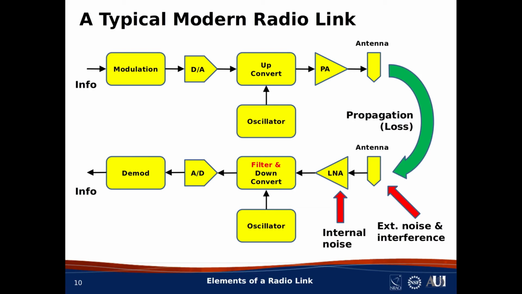One more thing to note here. Note that the down converter includes filtering. Filtering is required because the receiver receives not just the desired signal, but also the undesired signals, namely the interference. If there is no filtering, these additional signals can easily degrade the performance of the receiver. And there are many ways that this can happen.